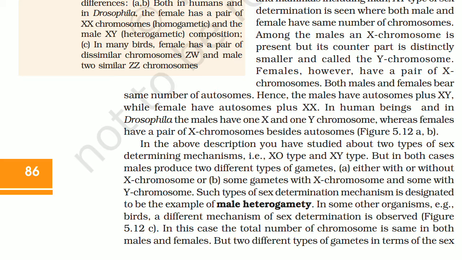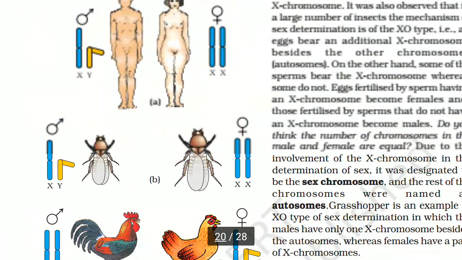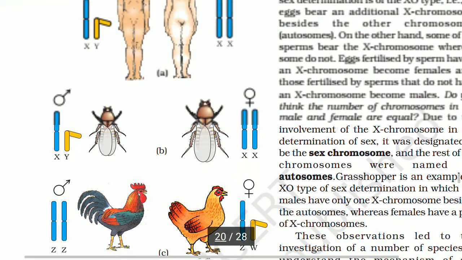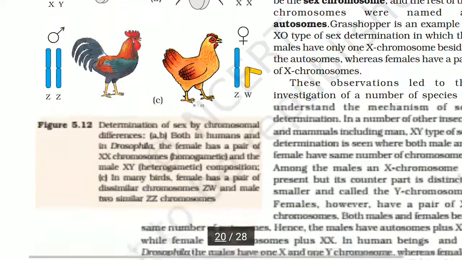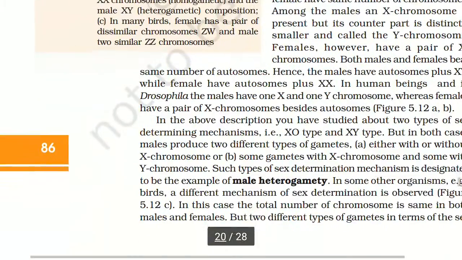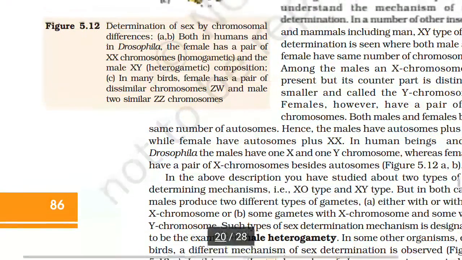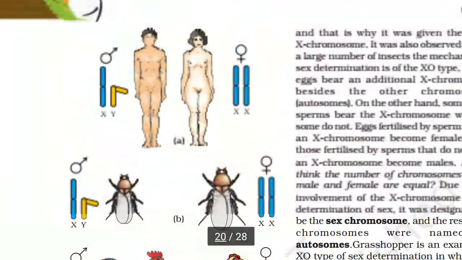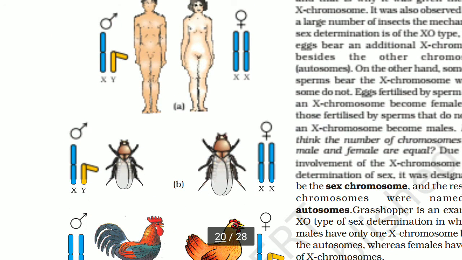Thus, in human being and in Drosophila, the males have one X chromosome and another Y chromosome, whereas the females have both the sex chromosomes as XX. So in this type of sex determination, we can say that there is male heterogamety, because the males produce heterogametes, that is XY in this case.